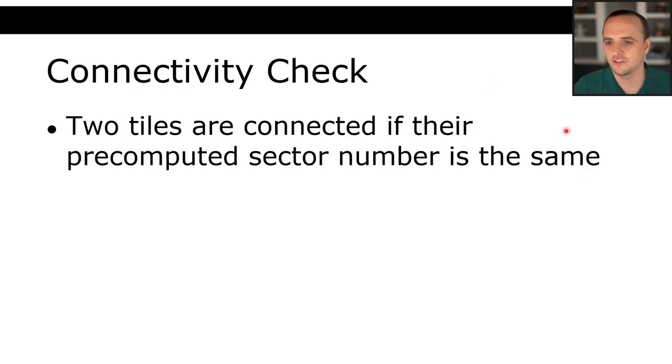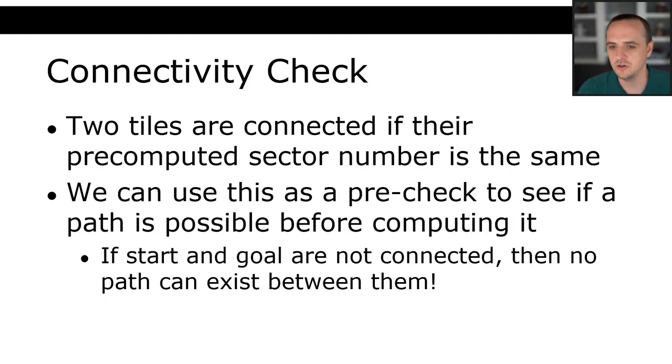So two tiles are connected if their pre-computed sector number is the same and it's not 0. We can use this as a pre-check to see if a path is possible before computing it. So if the start and goal are not connected, then no path can exist between them.